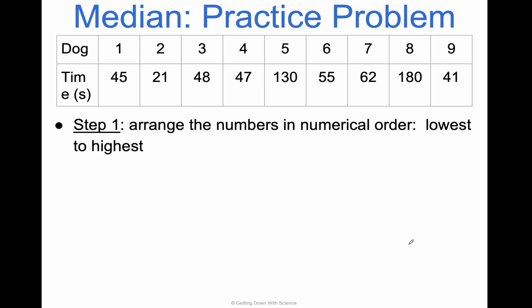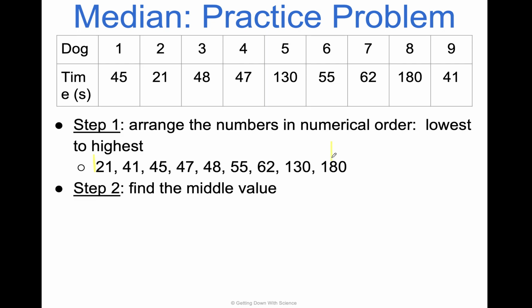Taking a look at our data set, first thing we're going to do is arrange the numbers in numerical order, lowest to highest. So lowest here is 21, highest is 180. All right, then we need to find the middle value. So what I like to do is just go ahead and cross off 1, 2, 3, 4. So there you go, that's 48.